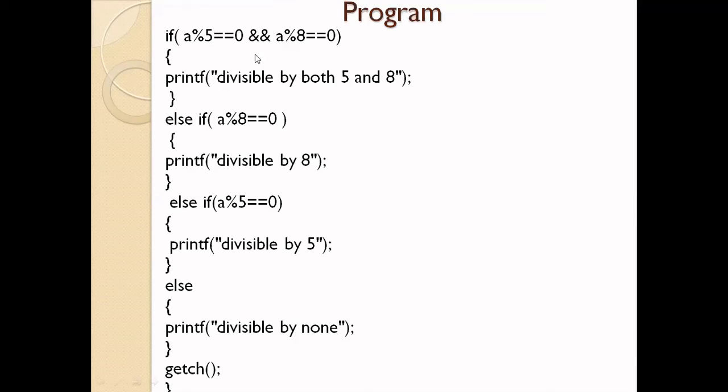If the first condition is false, it will go to the else if, that is condition 2. It will check whether it is divisible by 8. If the condition is true, it will give the result as divisible by 8. Else, it will check whether the number is divisible by 5. If it is divisible by 5, the statement is true and it will give the result as divisible by 5. Else, the answer will be divisible by none.